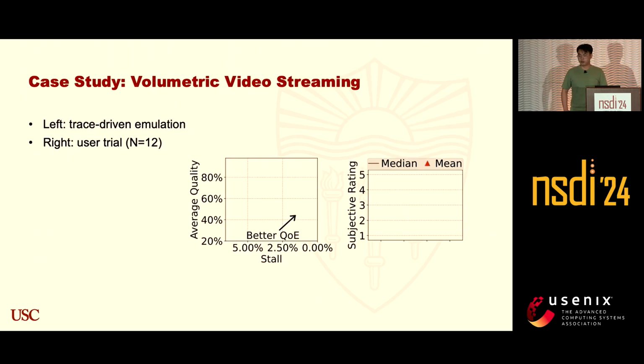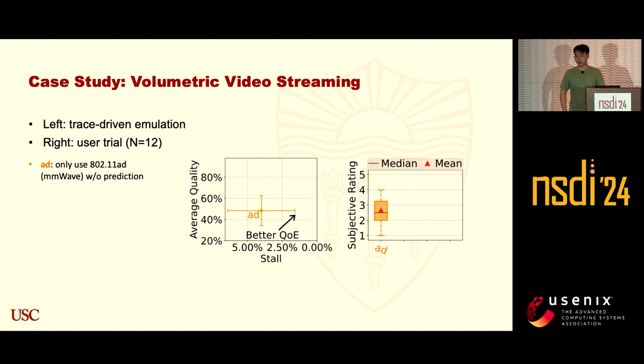Now let me quickly show you the evaluation of the benefit of Habitus. We still use the volumetric video streaming application to demonstrate, and we consider both trace-driven emulation and real user trials. The left figure shows the result of the trace-driven emulation, where we consider both the average video quality and the video stall. And the right figure shows the distribution of the real user ratings.